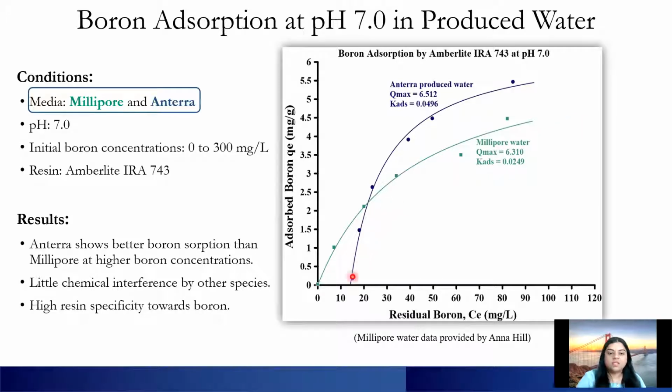Looking at the graph here, we can see that Antera shows better boron sorption than millipore water at higher boron concentration. This means that there is little chemical interference by other species in Antera produced water, and this suggests that boron adsorption doesn't decrease in Antera produced water. This also shows that the resin is highly specific towards boron.